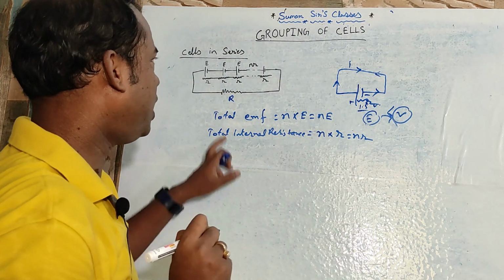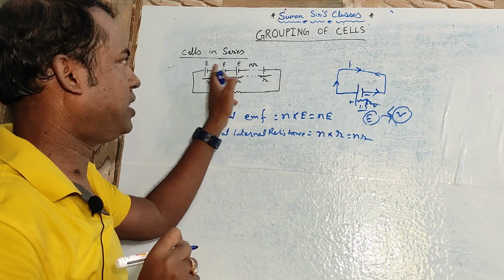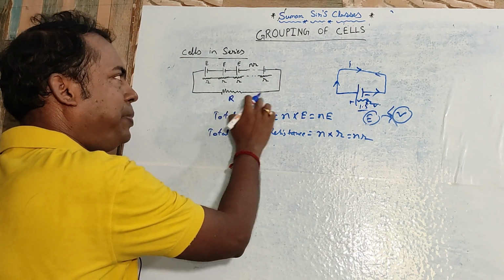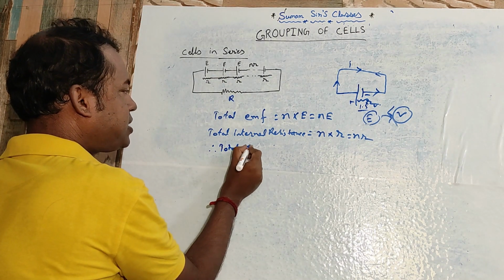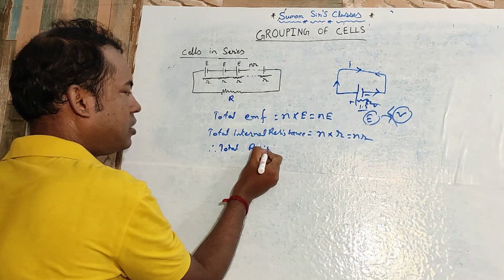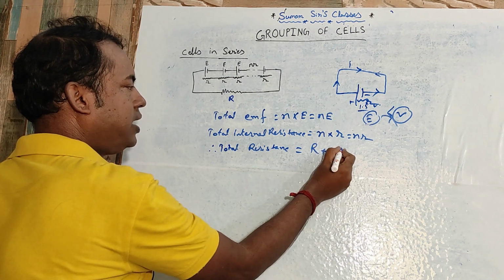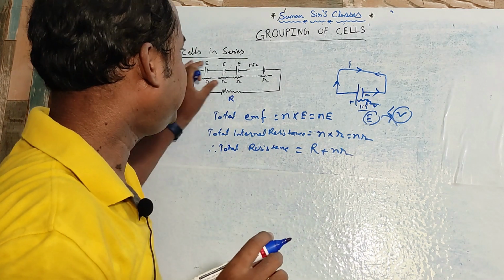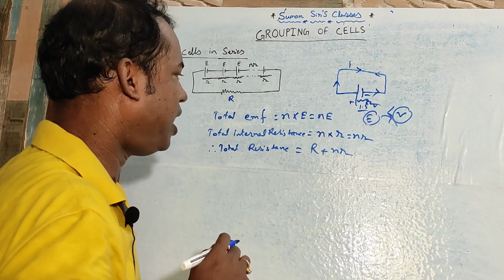Clear? These resistances are connected in series one after another, because the cells are connected in series, and this is connected with the external resistance capital R. Therefore the total resistance equals R plus nr. This is the total resistance in the circuit.